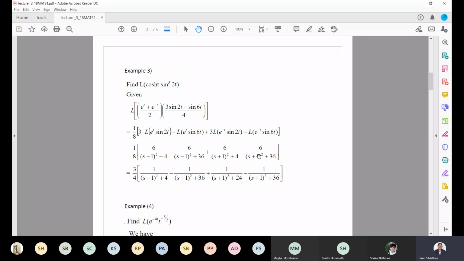So we get s plus 1 whole square plus 36. Now you can take the 6 outside. If you take 6 outside, 6 by 8 is 3 by 4. Whatever you get over here: 1 by s minus 1 whole square plus 4, minus 1 by s minus 1 whole square plus 36, plus 1 by s plus 1 whole square plus 4, minus 1 divided by s plus 1 whole square plus 36. This is what you get. If you have any doubt, please clarify. Any doubt, please clarify.